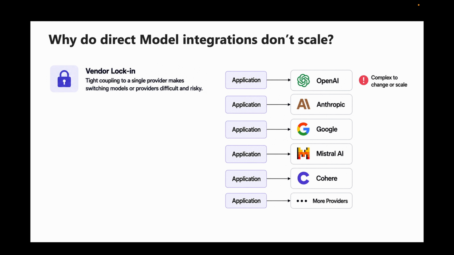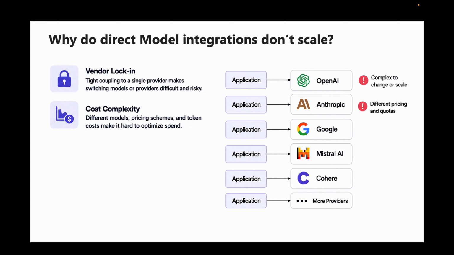The first challenge is vendor lock-in. The moment you tightly couple your application to a single provider, you've basically made a bet. If that provider raises prices, has an outage, or simply isn't the best model for the new task that you're trying to implement, you are stuck with that model. Switching becomes a full engineering effort and not just a configuration change.